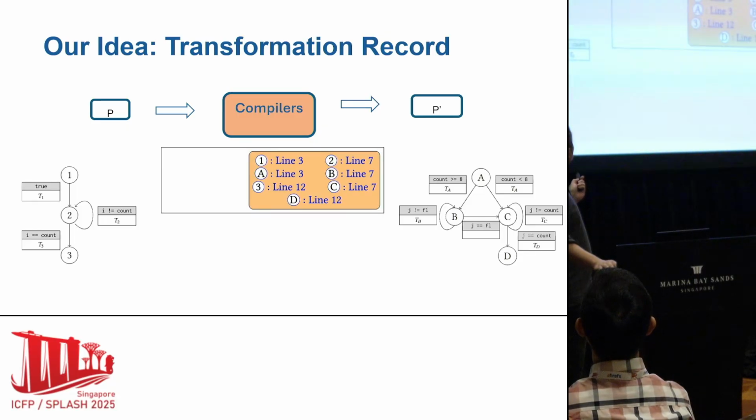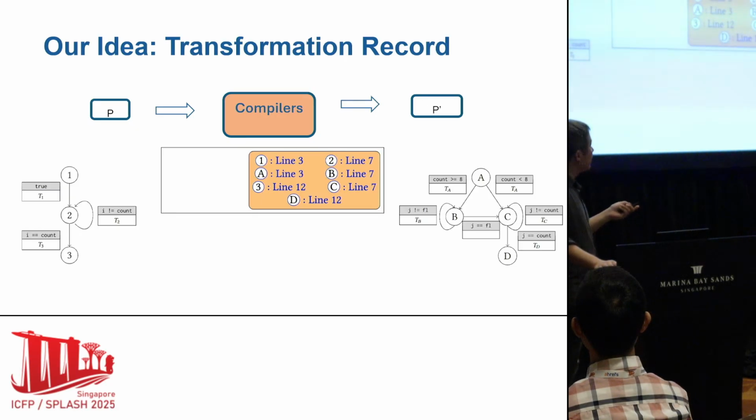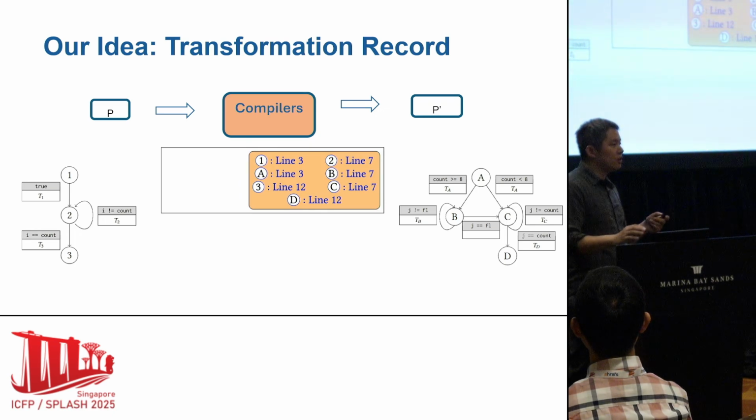And we can do the same thing for both P and P prime. Therefore, we will get a location map, node information mapping like this: node 1 in the unoptimized code will be mapped to line 3 in your source code program. And location A in the optimized binary can also be mapped to line 3 in your source code program. Therefore, naturally, we should align this location A with 1, okay? And we can also get other source code locations, and therefore we can establish the node mapping.